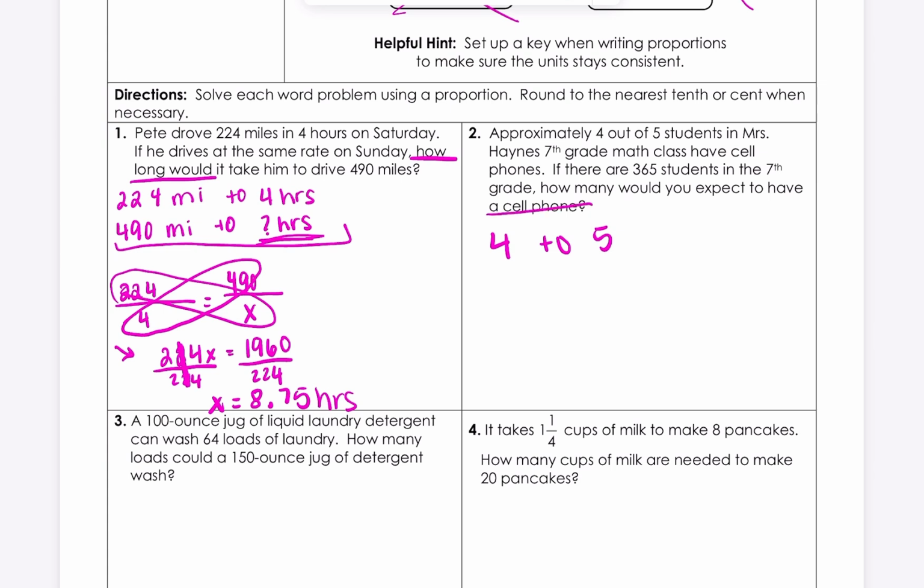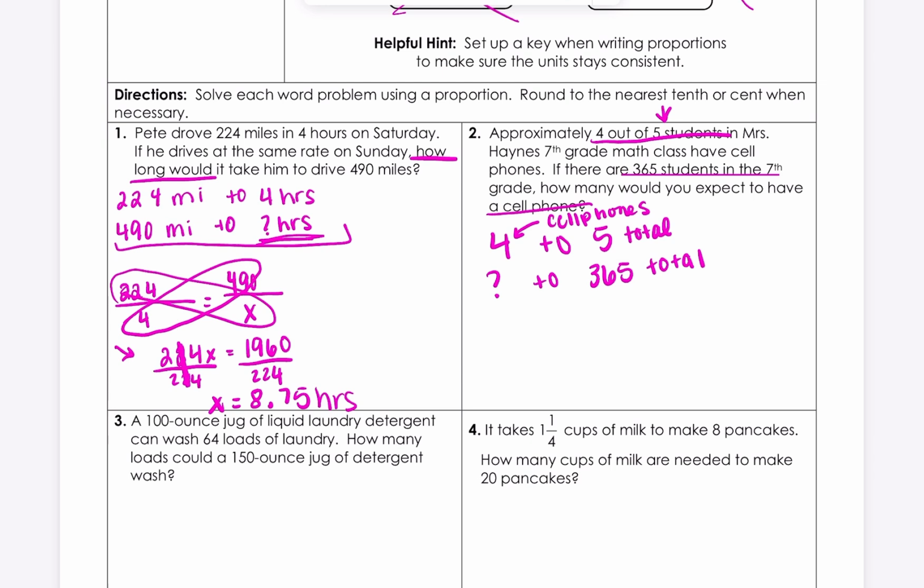If I look at the first ratio right here, the 5 students are the total amount of students that Mrs. Haynes has in her class. So this right here is total. And if I'm looking out of the 4, that's cell phones. So when I set up my next ratio here, I have that there are 365 students in the 7th grade. That is a total. So for my second ratio, the 365 would actually go second, and we don't know what our first number is just because we don't know how many students in the 7th grade actually have cell phones, which is when we set up our proportions.